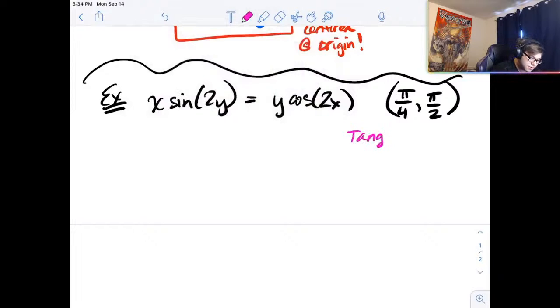As is tradition here, I'm going to start building the equation of my tangent line, and I can say y minus the y part of the point.